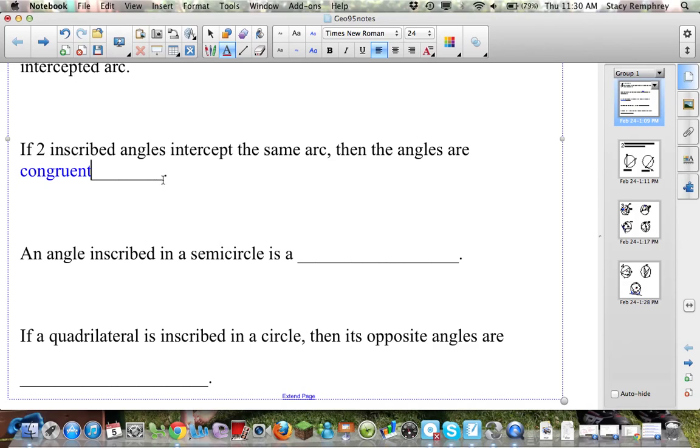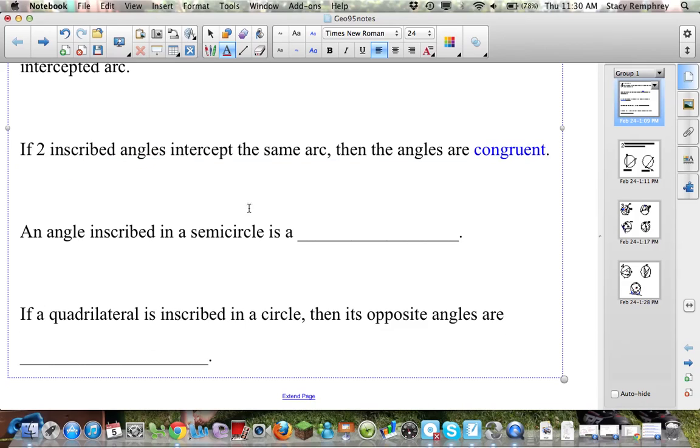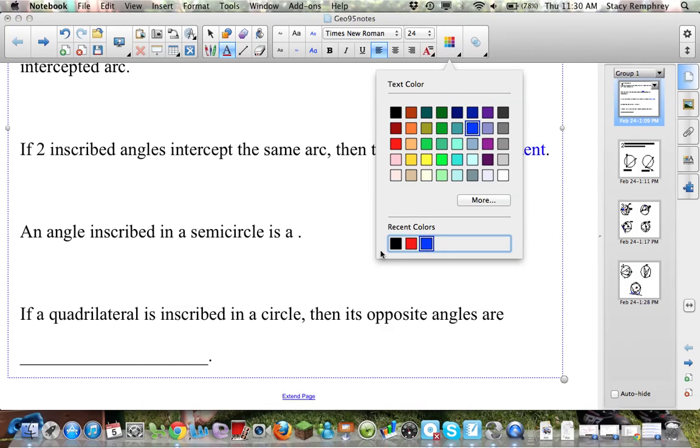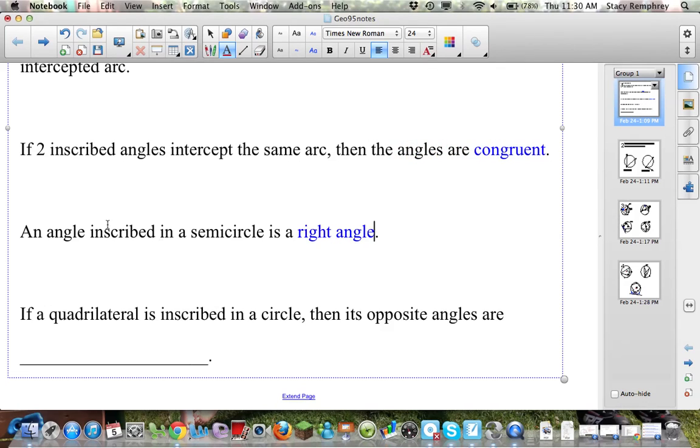I heard a lot of good conversation in the computer lab. A lot of you saying the angle is equal to half of the arc. If they intercept the same arc, then they're half of the same thing, so they have to be equal. An angle inscribed in a semicircle is, hopefully you said, a right angle. A semicircle is 180 degrees. If the angle is half of 180, it's a right angle.